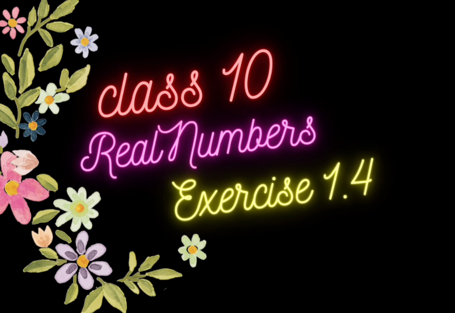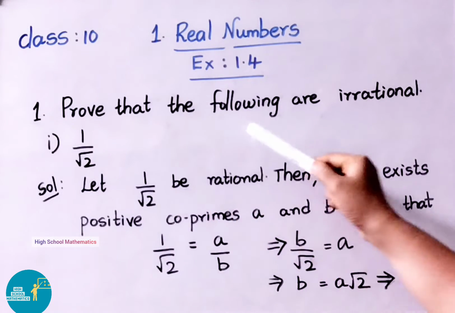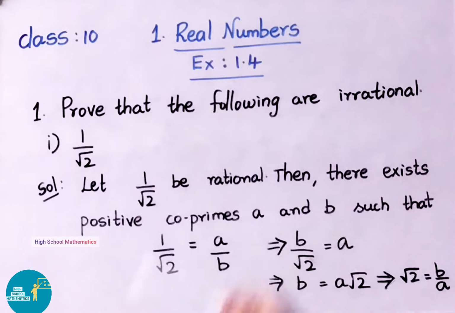Today we are going to learn class 10 chapter 1 real numbers exercise 1.4. See now question number 1. Prove that the following are irrational. First one is 1 by square root of 2. Let us see the solution.